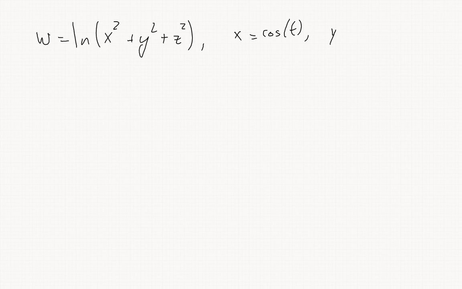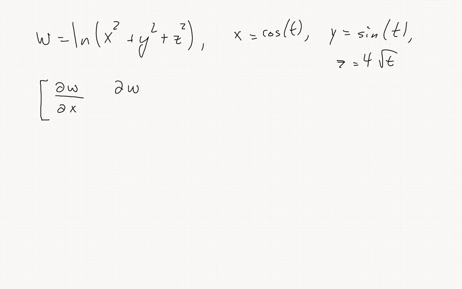So first, let's look at an example. W equals ln of x squared plus y squared plus z squared. And then these will in turn be given by a curve: x equals cos t, y equals sine t, and z equals 4 root t. So first, we can find the partials: del w over del x, del w over del y, del w over del z.